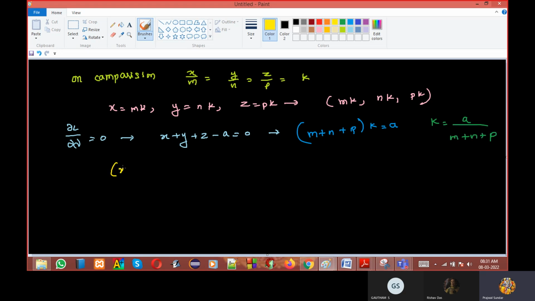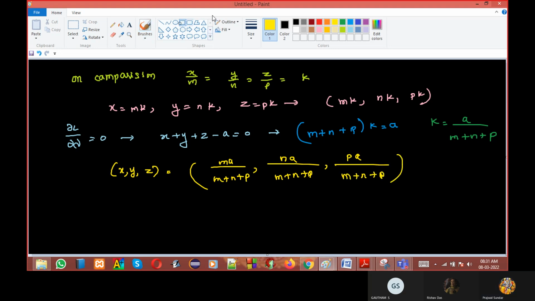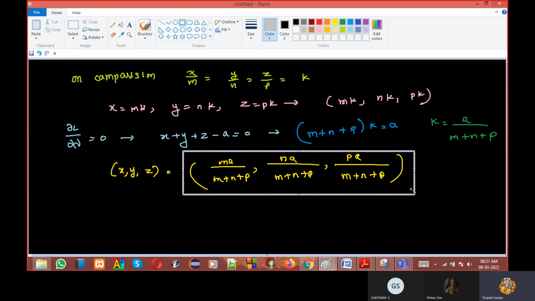Substitute it back now. What is x, y, z? m a by m plus n plus p, n a by m plus n plus p, p a by m plus n plus p. This is the stationary point. But the question there was not stationary point. This is the stationary point.